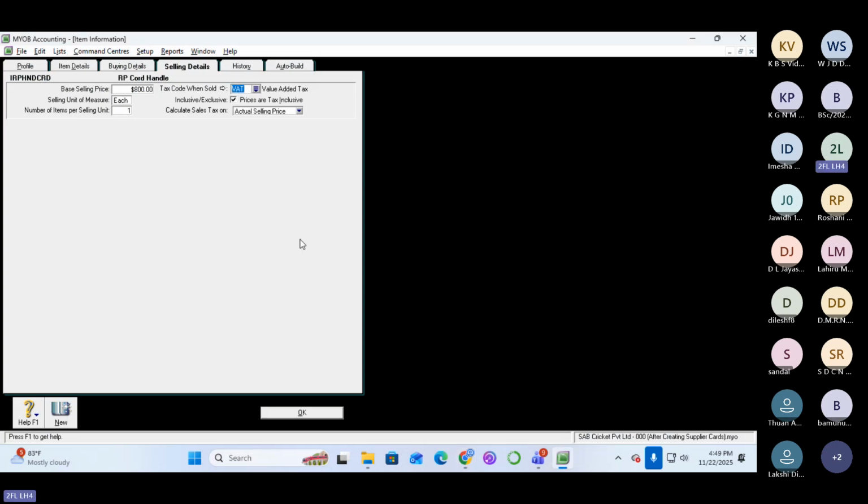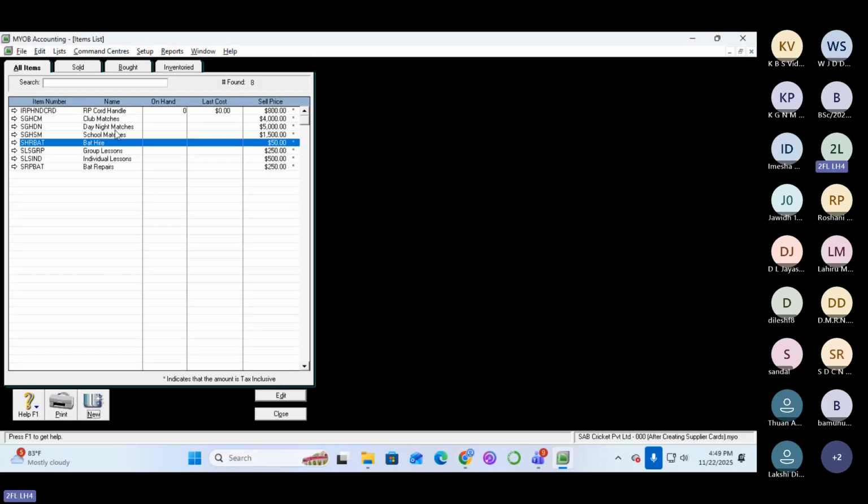Okay. Then you can click on OK. Then here the RP forward handle is created, right? And there is a specialty in these inventory items. There is a last cost. The column is filled as 0, and on hand quantity is 0 because you are buying these items. If you bought some of the items, that quantity on hand will be updated here, right?